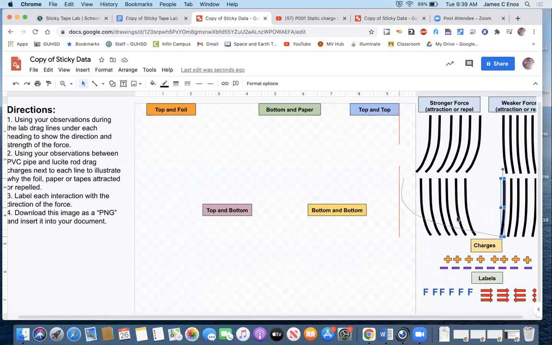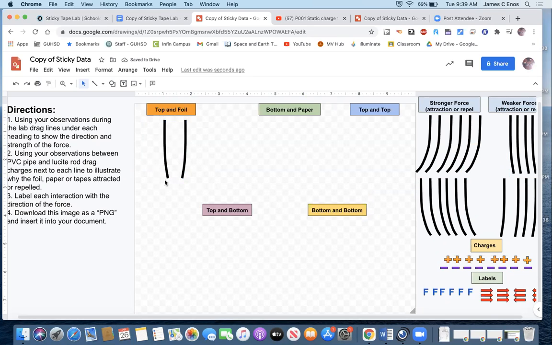So what we're seeing was an attraction between the top tape and the foil. So I'm just going to include the materials here to indicate that there was an attraction. So I show here an attraction. They go to one another. I saw with the top tape and the bottom tape that there was a big attraction. So then I put that there was a big attraction because the top tape and the bottom tape had a big attraction. So I used the forces to indicate that there was a big attraction.